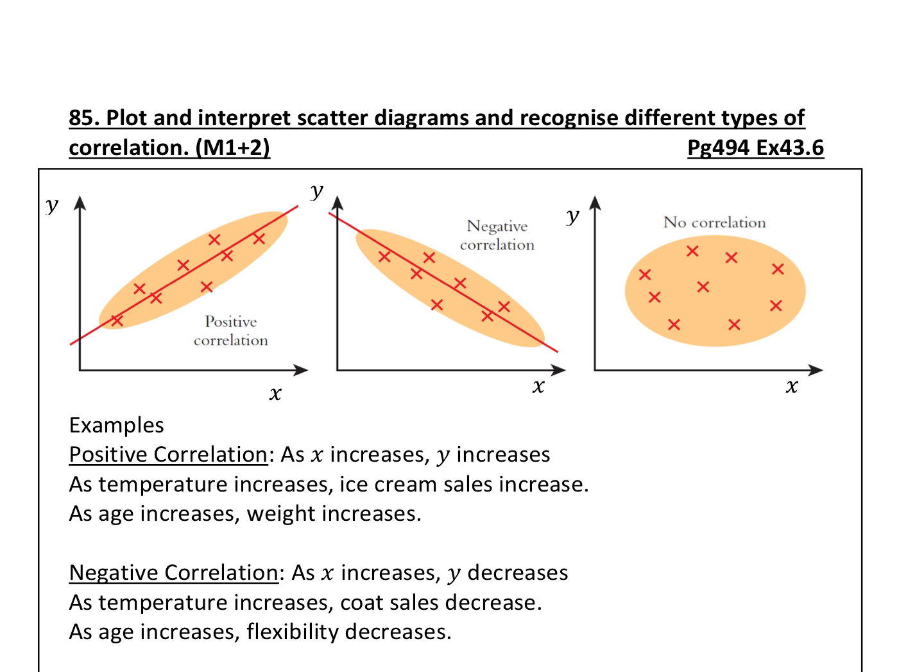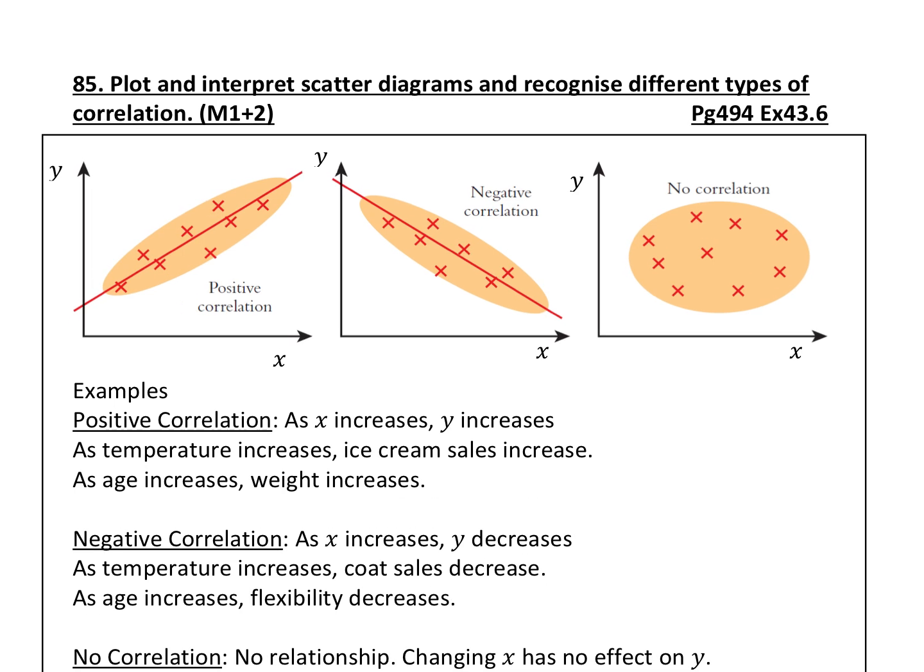And I have another example here as well. As age increases, flexibility decreases. That's negative, and I missed out this one from positive correlation. As age increases, weight increases. That might be. And some of these things, and this is just the nature of statistics, they might hold true, but only within certain ranges.